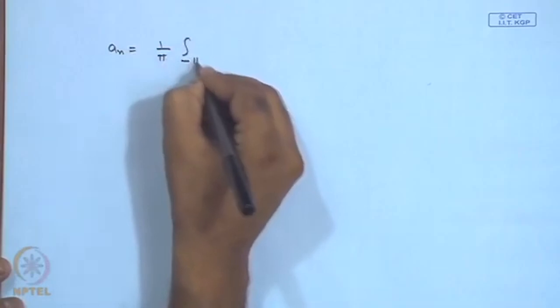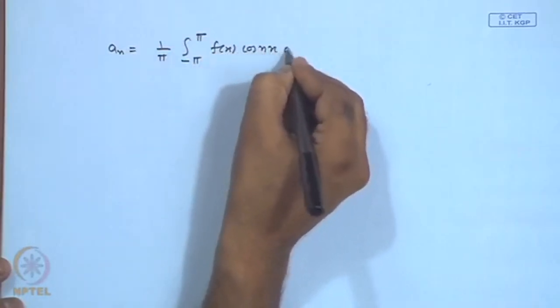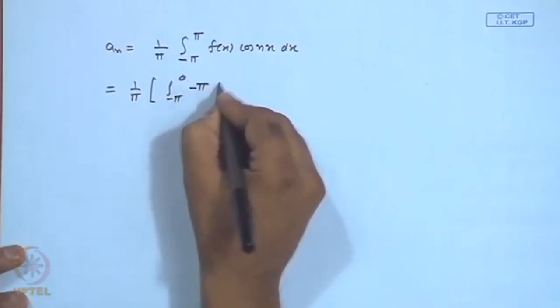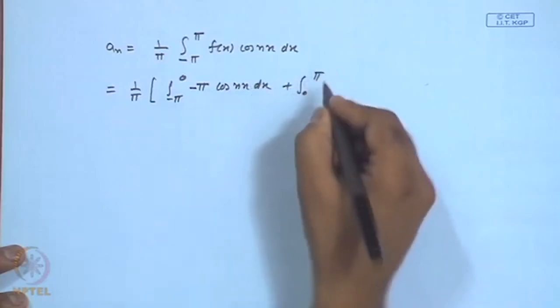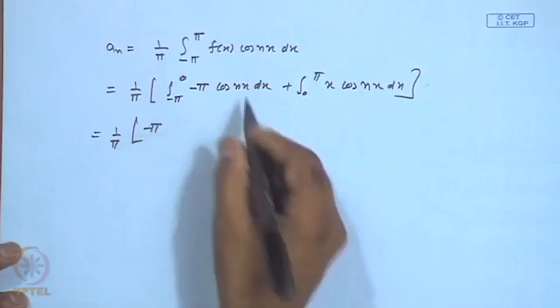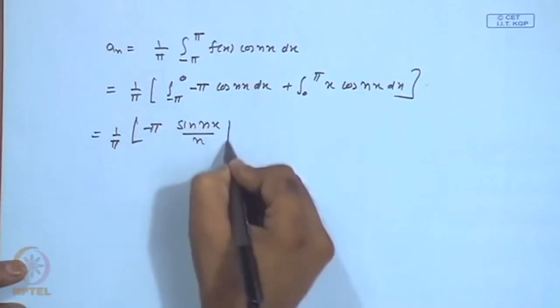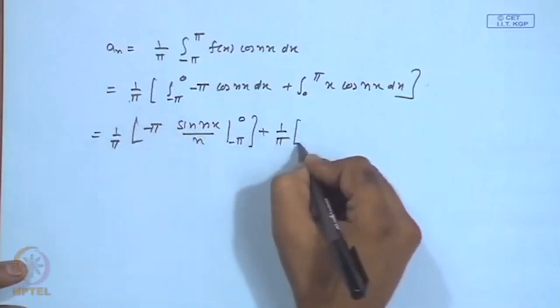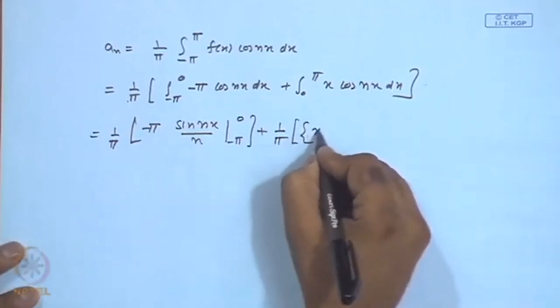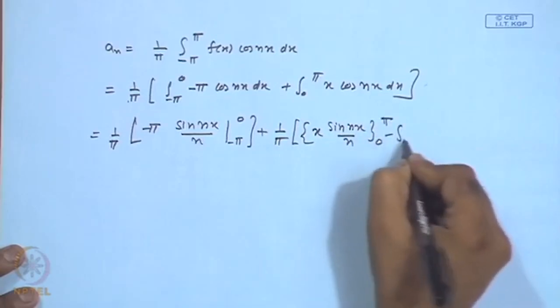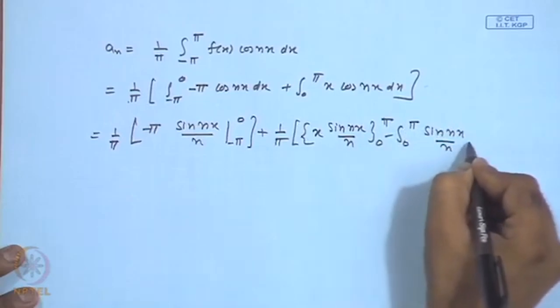Now, we calculate the a_n for this function, a_n is 1 over pi, integral from minus pi to pi of f(x) cos nx dx. We have 1 over pi, minus pi to 0 of minus pi cos nx dx plus 0 to pi, and the function is x cos nx dx. So, 1 over pi, here we take minus pi, and this is sin nx over n from minus pi to 0, plus 1 over pi, and we have to integrate by parts. So, we have x and sin nx over n from 0 to pi minus integral from 0 to pi of sin nx over n dx.